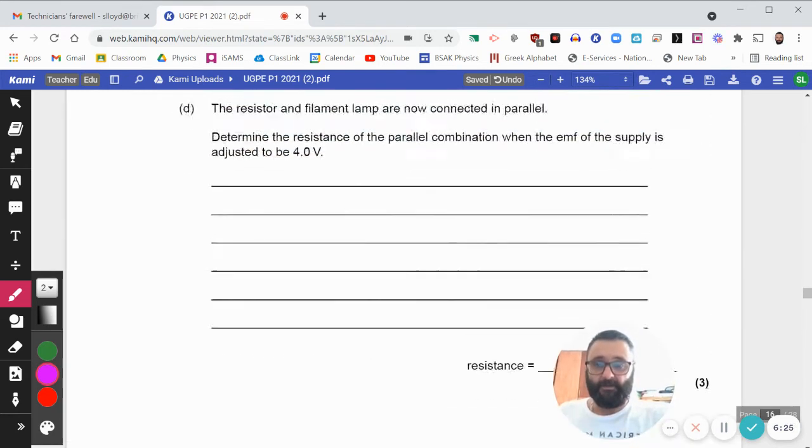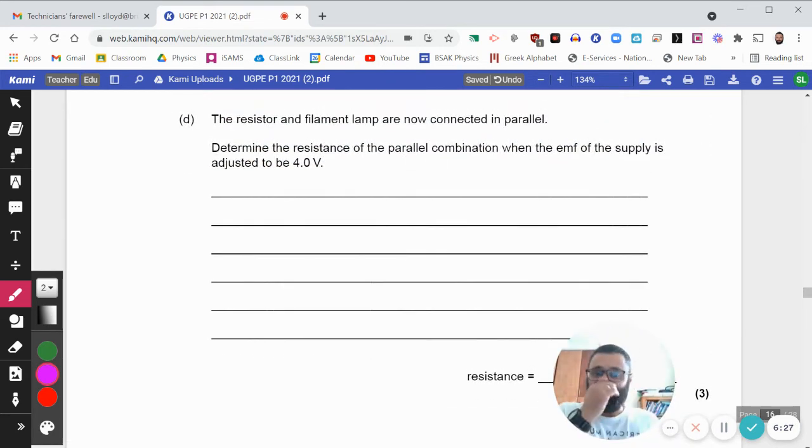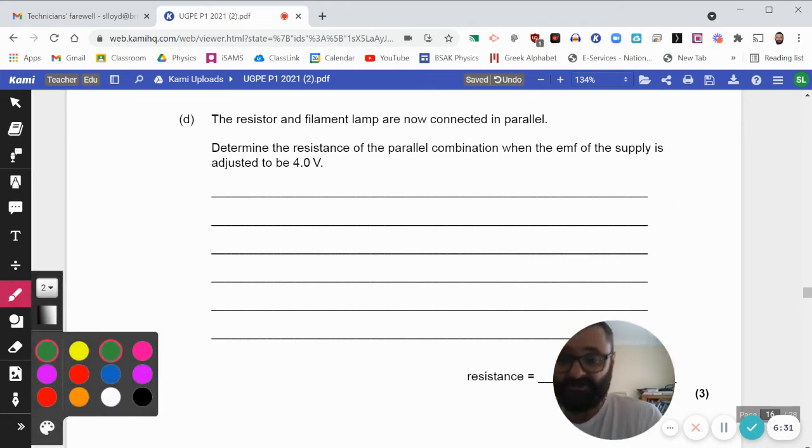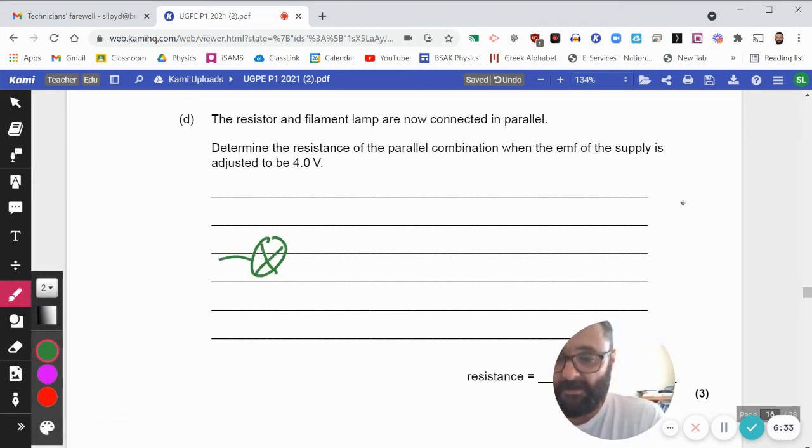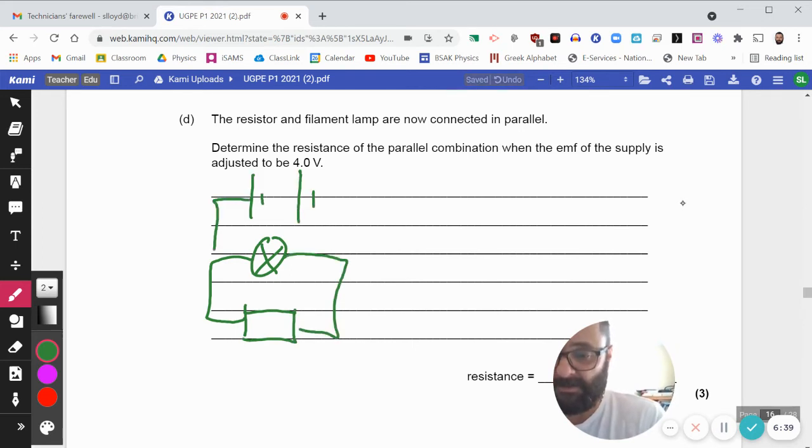Right, what have we got now? The resistor and the filament bulb are now connected in parallel. Draw it, just draw a little sketch, there you go. And we have our power supply like that. Right, what have we got now? Determine the resistance of the parallel combination when the EMF is adjusted to 4.